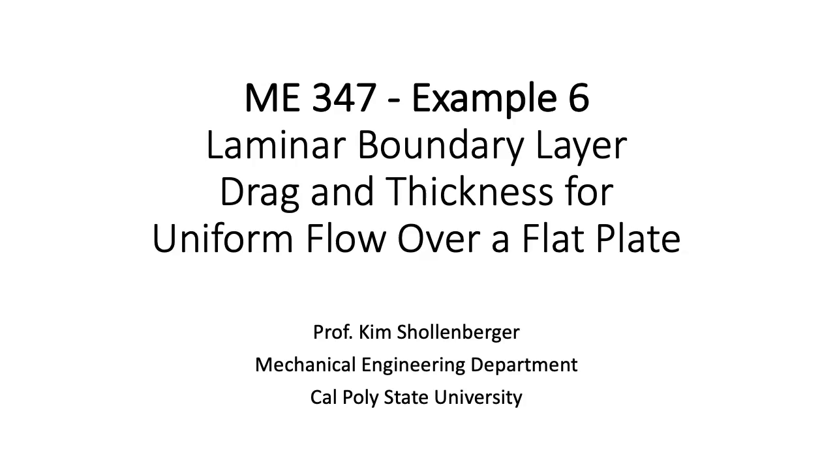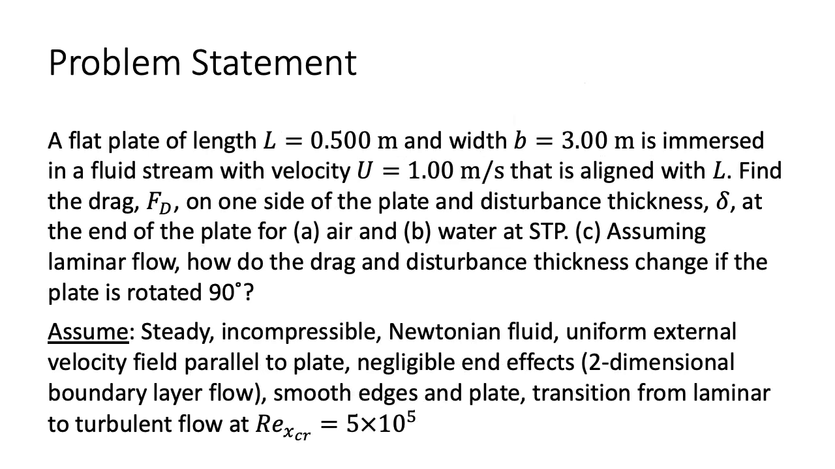ME347 Example 6, Laminar Boundary Layer Drag and Thickness for Uniform Flow over a Flat Plate. A flat plate with a length of 0.5 meters and width of 3 meters is immersed in a fluid stream with a velocity of 1 meter per second. The fluid stream is aligned with the length of the plate.